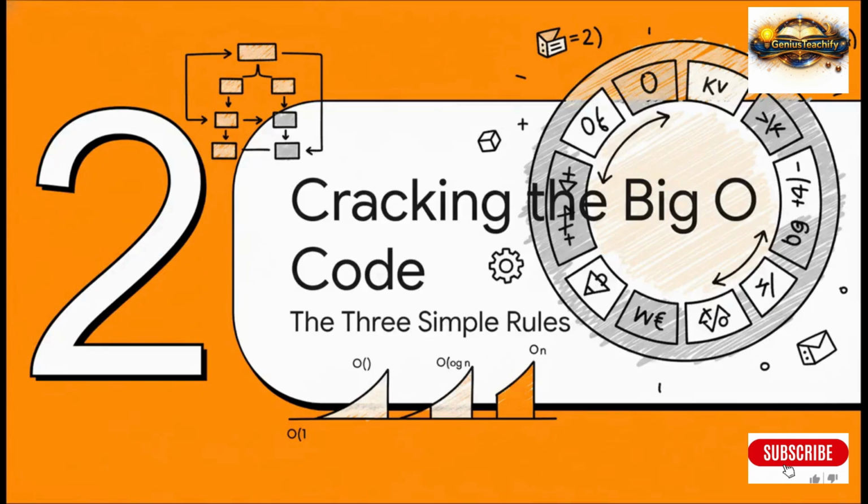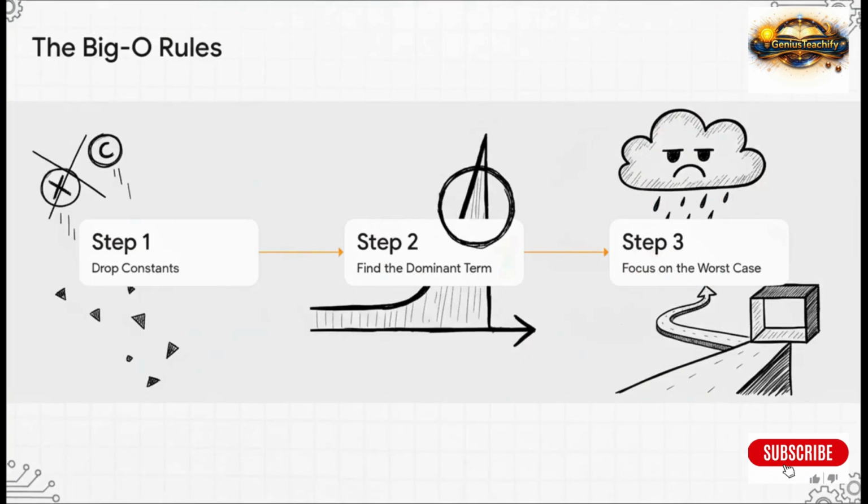Okay, so how do we actually use this secret language? It might look complicated from the outside, but it really just boils down to a few super simple rules. Seriously, think of it like a decoder ring for your code. You ready? Let's start cracking the Big O code. Here they are, the 3 simple rules that unlock everything. Rule 1, drop the constants. Rule 2, find the most dominant term. And Rule 3, always, and I mean always, focus on the worst case scenario. Let's break each one down.